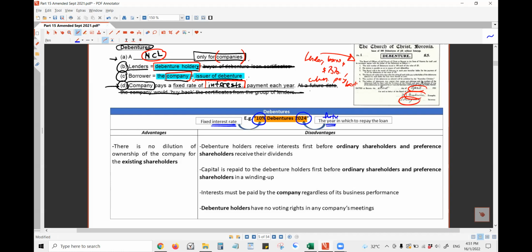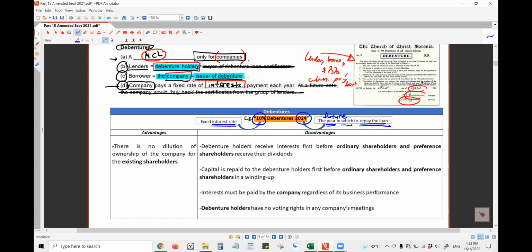You can write the word future here. The future year is the year in which the company has to repay the loan. Right now it's 2022, so 2 years later, the company has to pay back this debenture. So that's the standard name of a debenture. You must have both the percentage and the year attached to it.